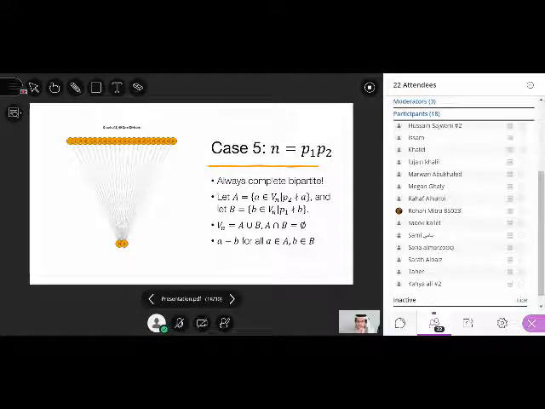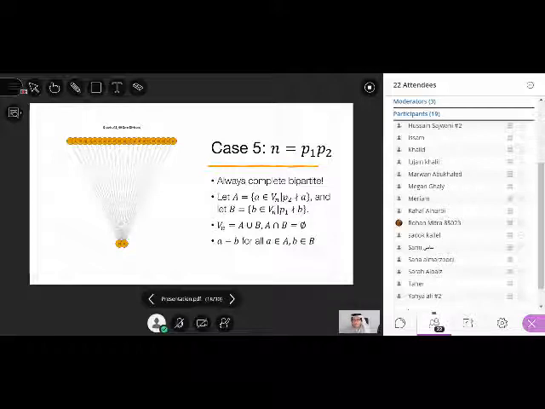So they're multiples of P1. And we construct B to be members of Vn that cannot be divided by P1, which means they are multiples of P2. Their union is the set of all vertices, and their intersection, that means the elements they have in common, is a null set. There's no element in between them.